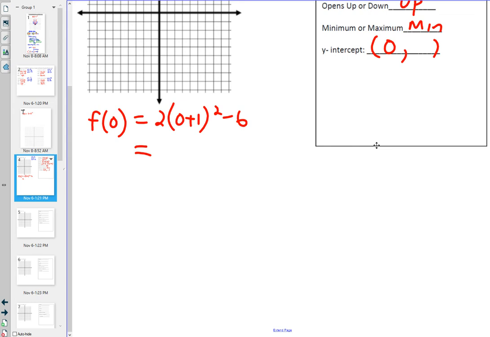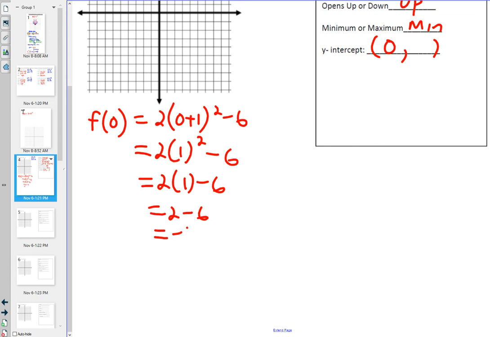0 plus 1 is? It is 1. 1 squared is, you gotta follow PEMDAS. Don't do 2 times 1 first. What's 1 squared? It is 1. And then 2 times 1 is 2, and then 2 minus 6 is -4.